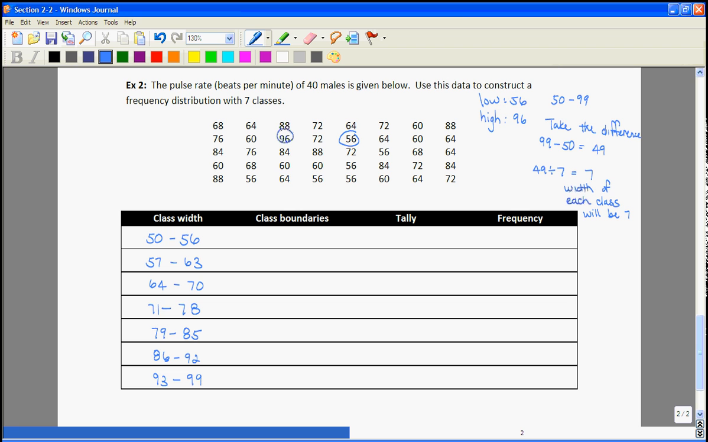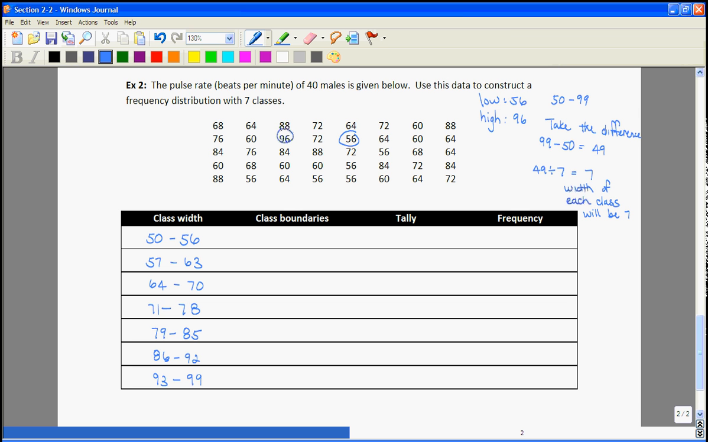Now, this is not the only way to do this one. I just chose to not be exactly at 56 and not be exactly at 96, just to make my classes a little bit easier. You certainly could have chosen some different values, but you still would have needed to divide by 7 to figure out the width of each class. One thing I was trying to do here is kind of keep things with whole numbers, so we wouldn't have decimals and fractions, at least not at first. Okay, so we have our class widths.